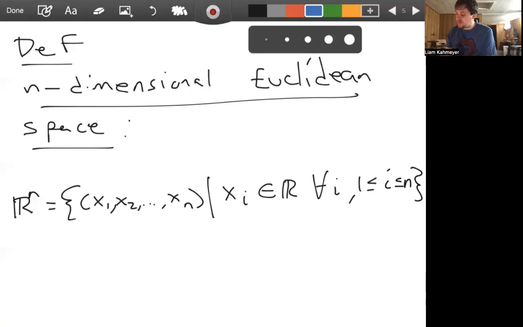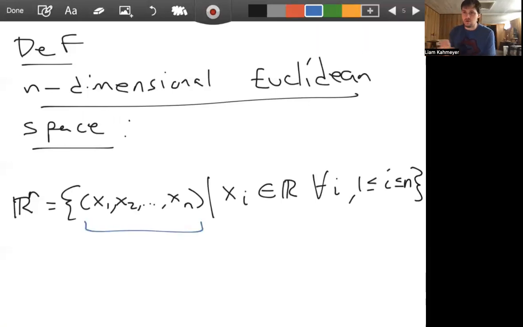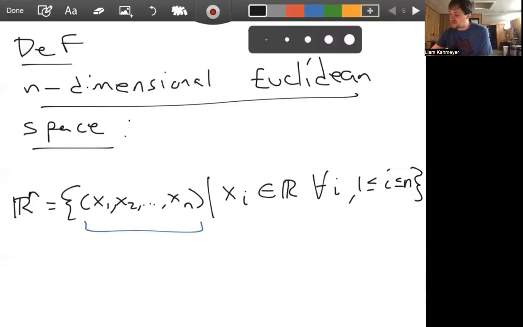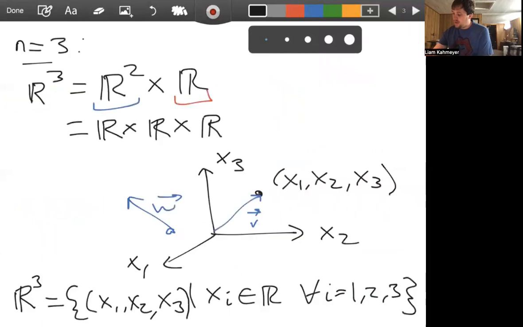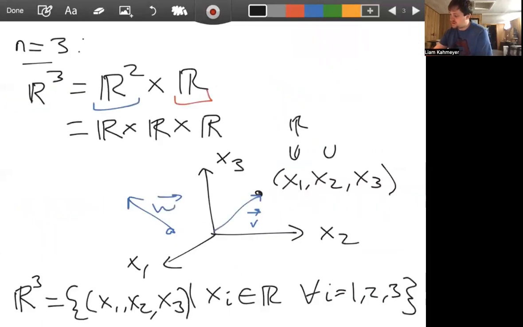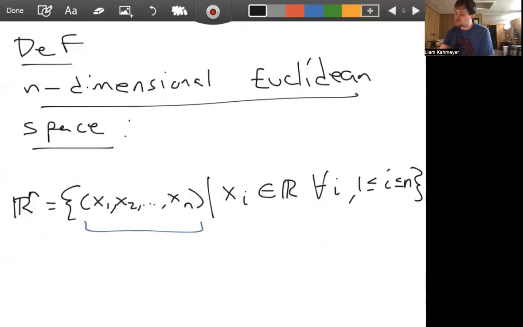Basically what we're saying is we have these ordered tuples, or ordered collections, where each entry is a real number, right? It's just the generalization of saying x1, x2, x3, like x1 is in R, x2 is in R, x3 is in R, right? So this is just a generalization to an arbitrary dimensional space.